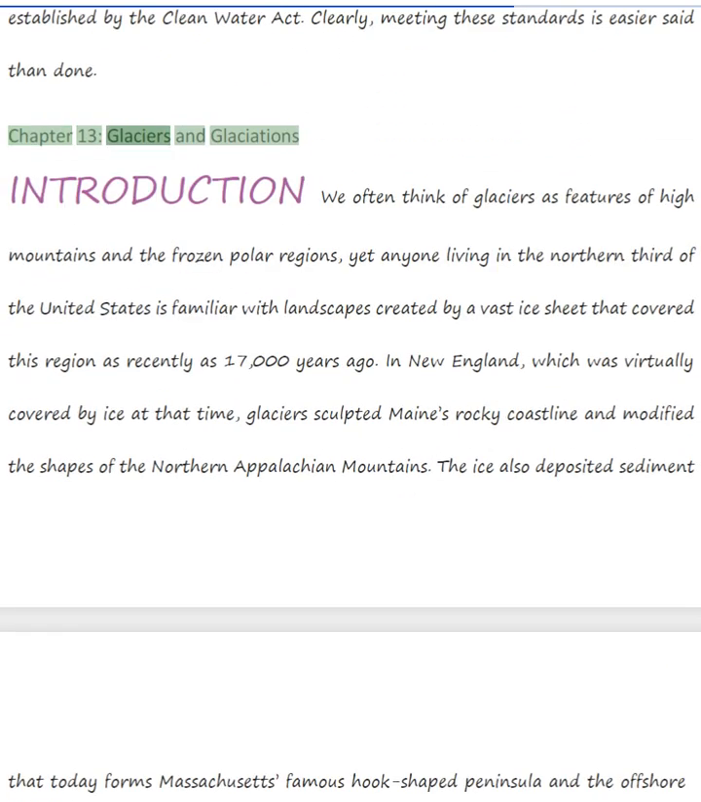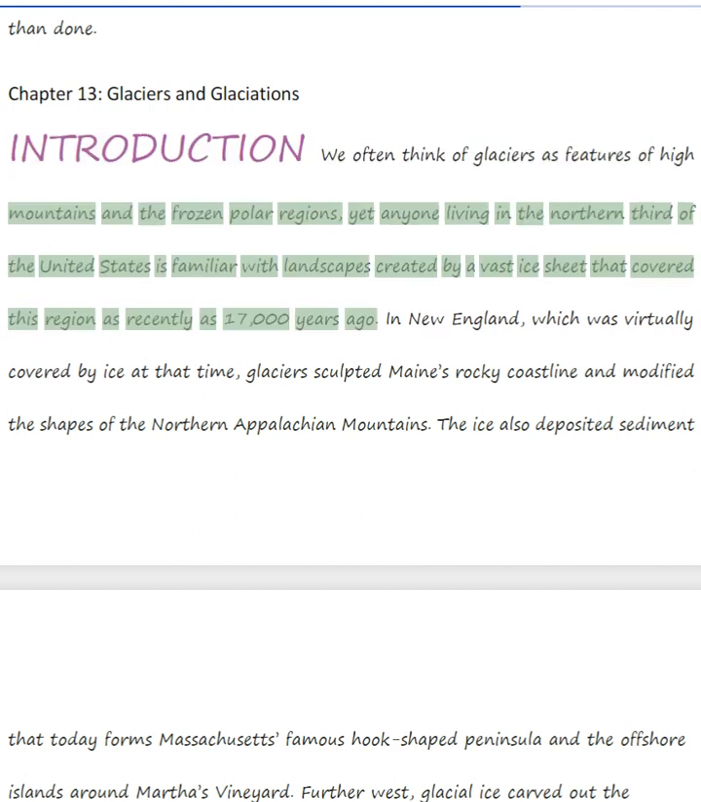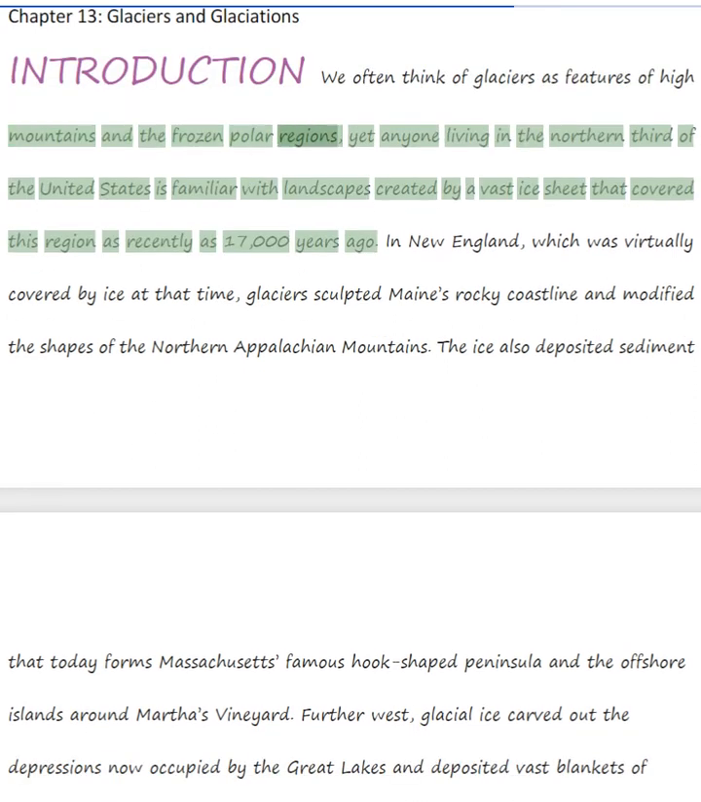Chapter 13: Glaciers and Glaciations. Introduction. We often think of glaciers as features of high mountains in the frozen polar regions, yet anyone living in the northern third of the United States is familiar with landscapes created by a vast ice sheet that covered this region as recently as 17,000 years ago.